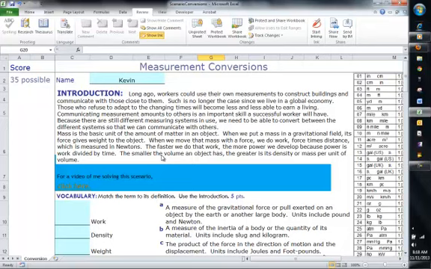Mass is the basic unit of the amount of matter an object has. When we put a mass in a gravitational field, its force gives weight to the object. When we move a mass with a force, we do work, which is force times distance, which is measured in newtons. The faster that we do work, the more power we develop because power is work divided by time. The smaller the volume an object has, the greater is its density or mass per unit of volume.